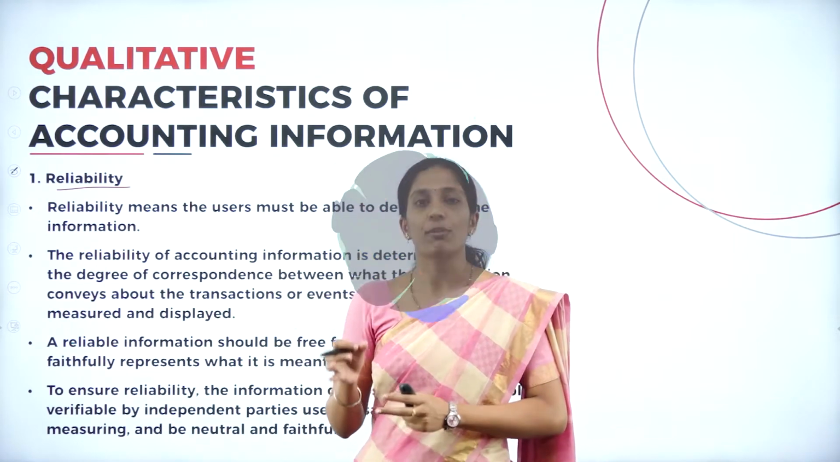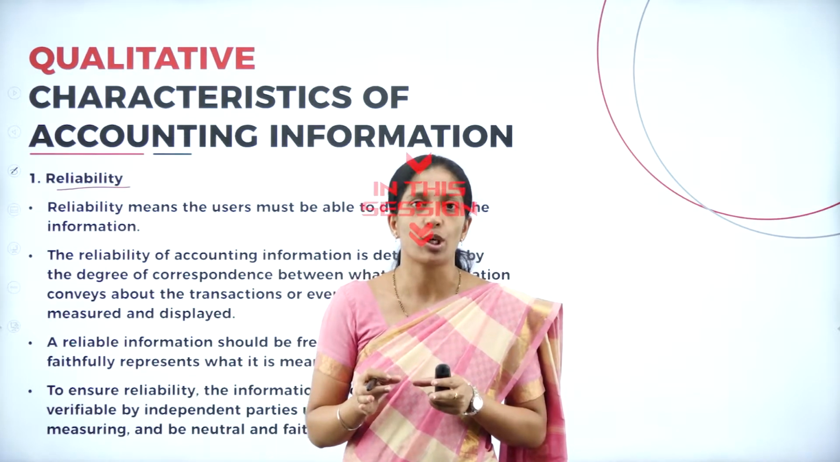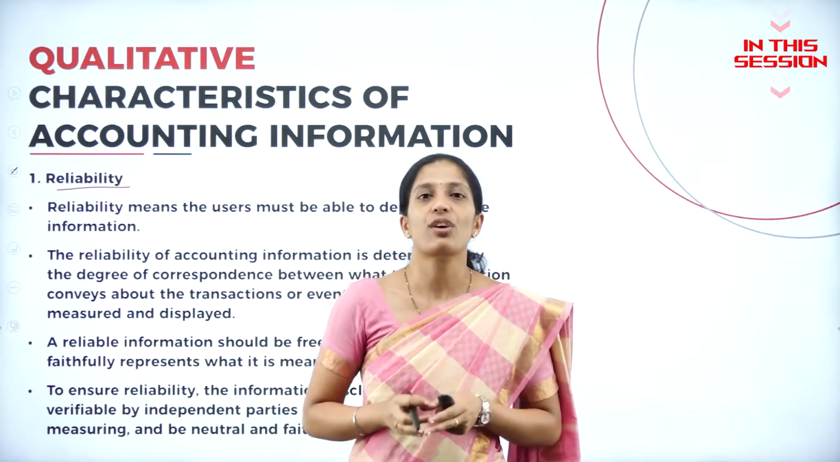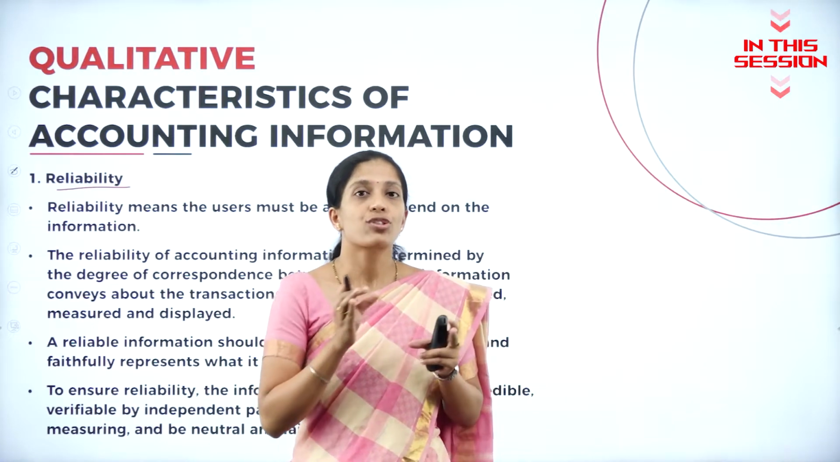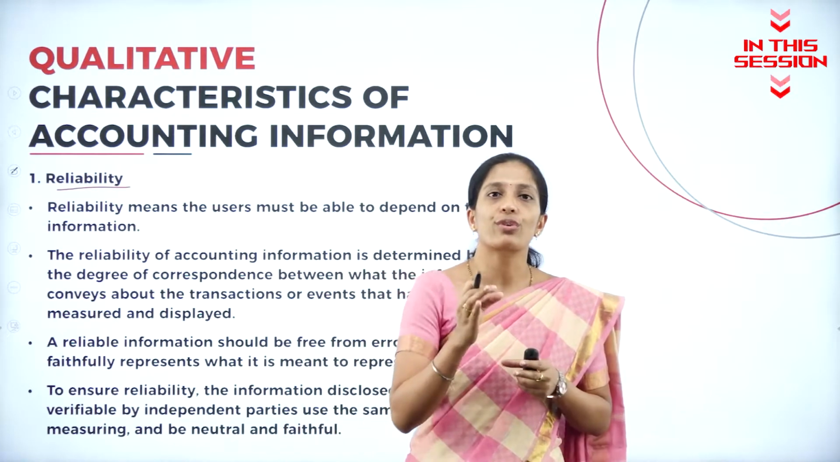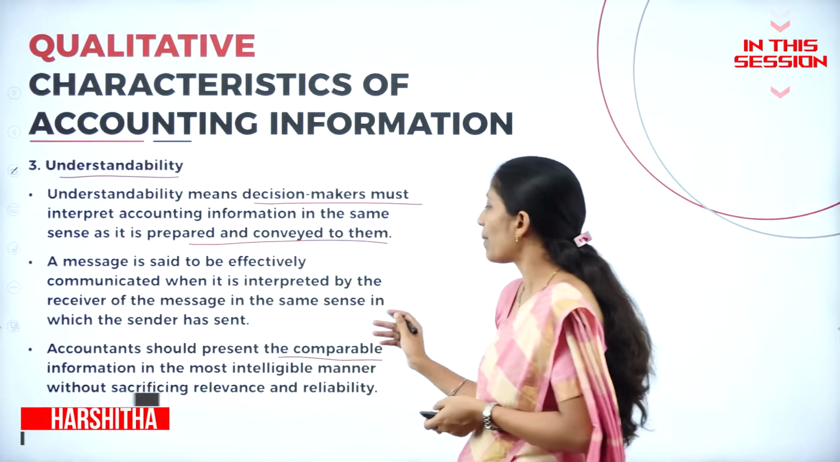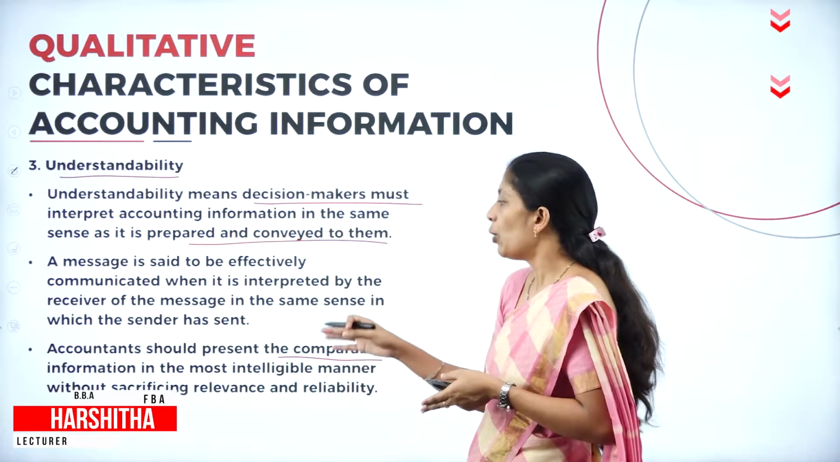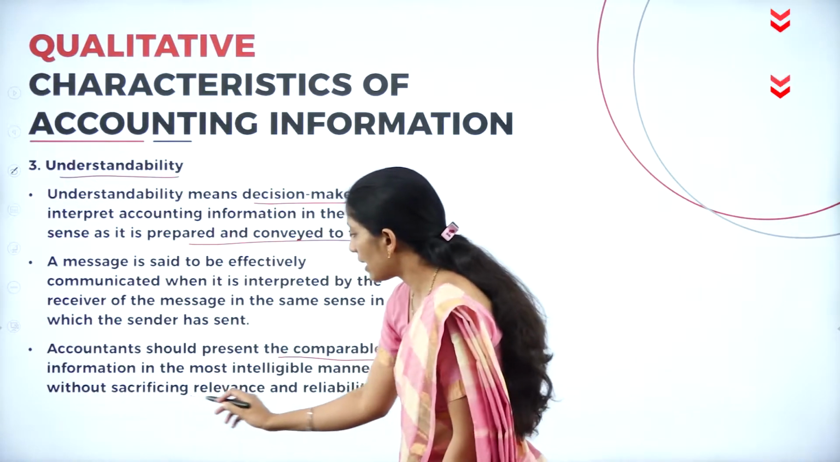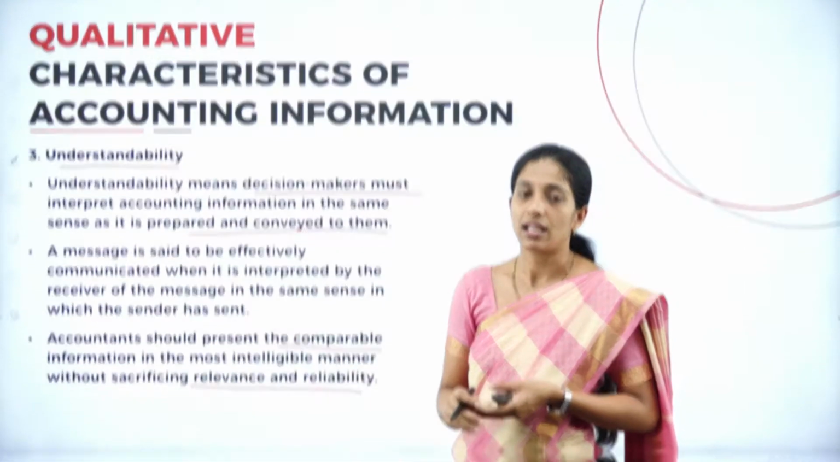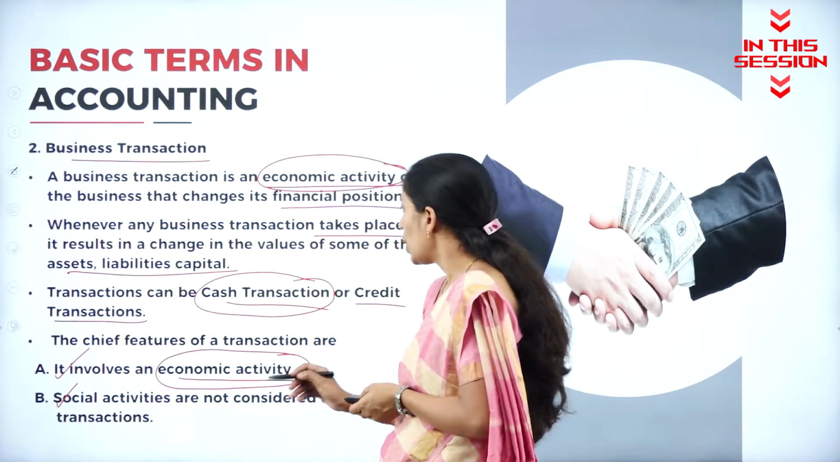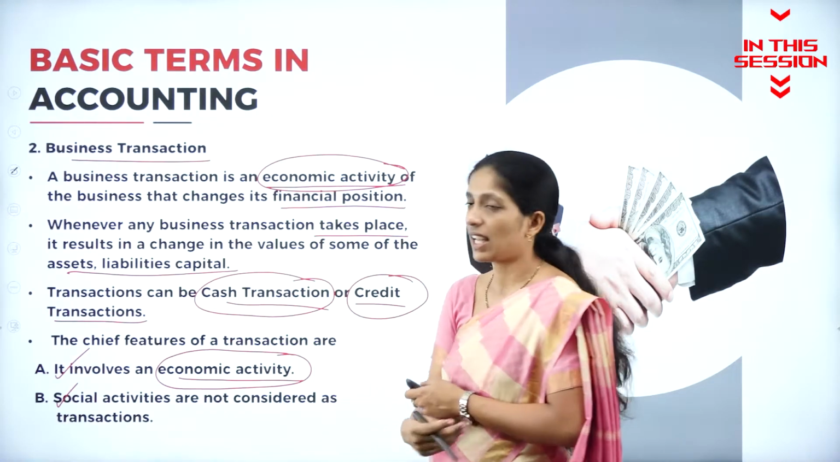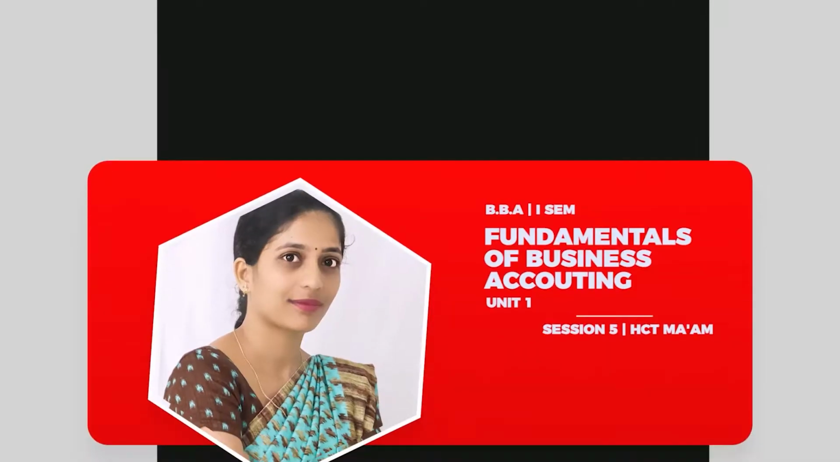The accounting information should be presented in such a way that the users of the accounting information have to depend on that in order to take the right decisions. The accountant should present comparable information in the most intelligible manner without sacrificing relevance as well as reliability. There are two types of transaction: one is cash transaction, the other one is credit transaction.